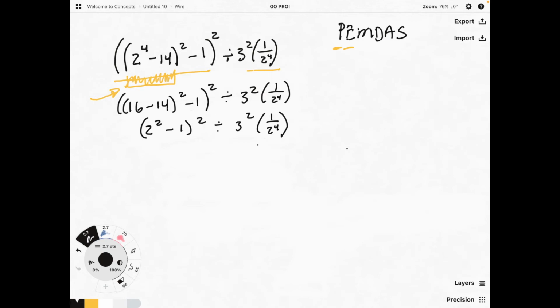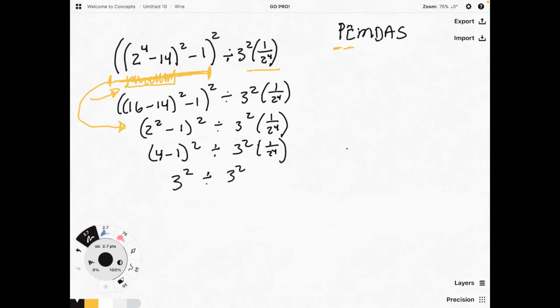Okay? So now what we do is we have gotten rid of the inner parenthesis. Now we need to complete this larger parenthesis right here, right? And so that's what we have simplified down to right there. So let's keep going. So we have 2 squared, which is 4, minus 1, squared divided by 3 squared, 1 over 2 to the fourth. And now 4 minus 1 is 3 squared divided by 3 squared, 1 over 2 to the fourth.